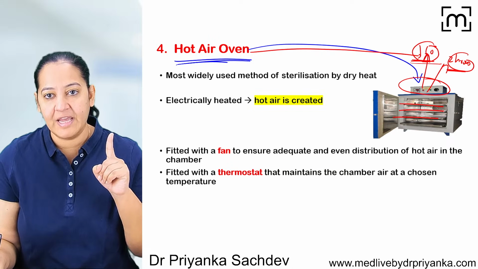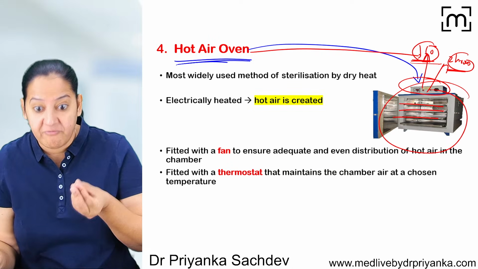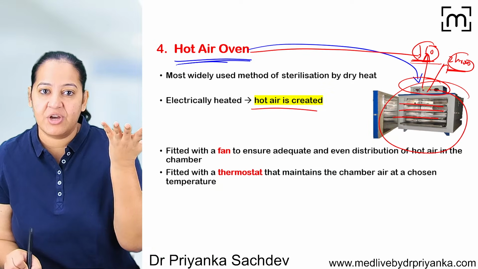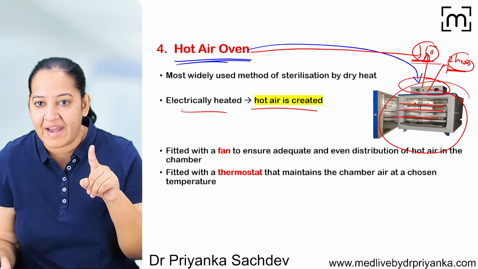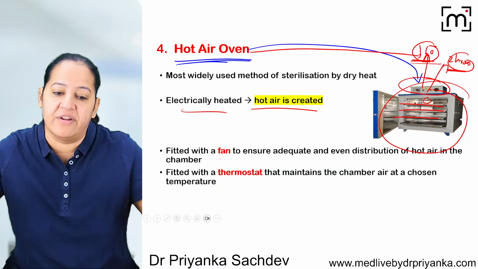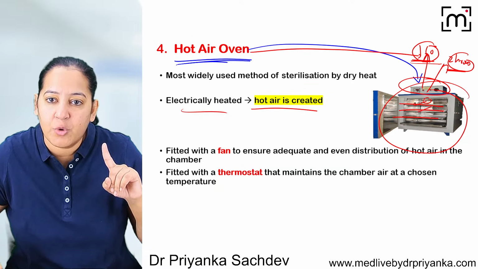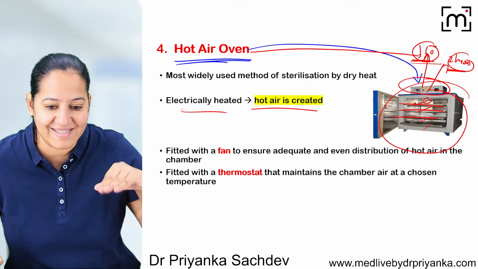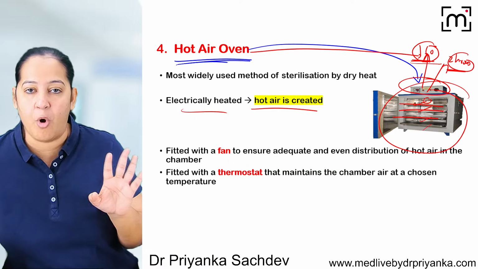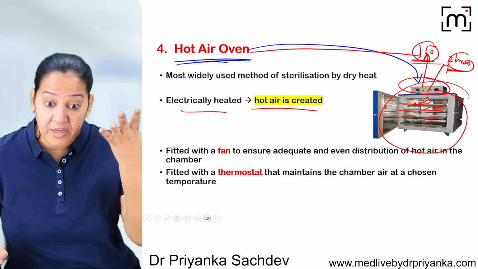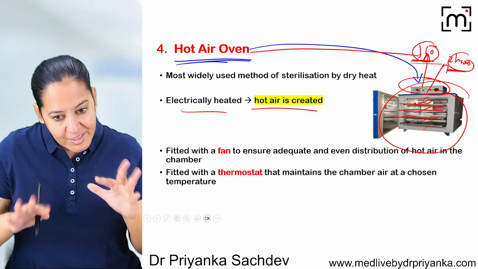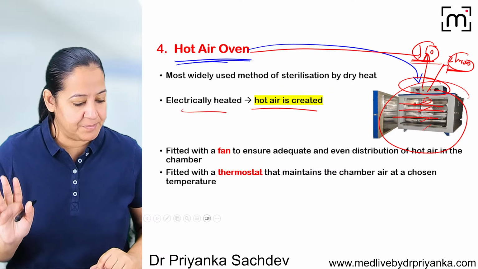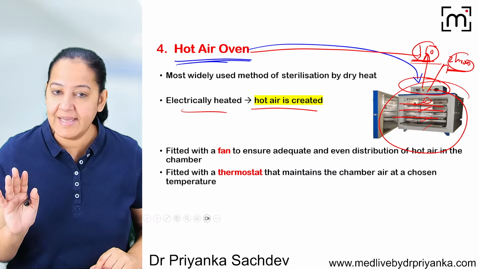At 160 degree, the temperature inside this will become 160 degree. The heat is generated electrically and there is a fan which rotates the hot air everywhere. So in all the shelves, equal hot air is there. It is not that the upper shelf will get more heat and the lower will get less heat. No. All the shelves will have the same hot air because there is a fan. So there is hot air generated inside this instrument. That's why it is known as hot air oven. This is the principle. It's a method of dry heat. Say yes if you all got it.